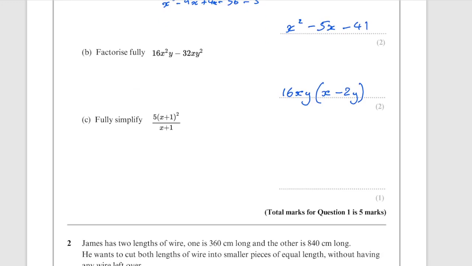Okay, fully simplify, so everything's already factorised, so we can cancel down by common factors of that, leaving us just with 5x plus 1. And you can multiply that out, but I don't think there's any need to.